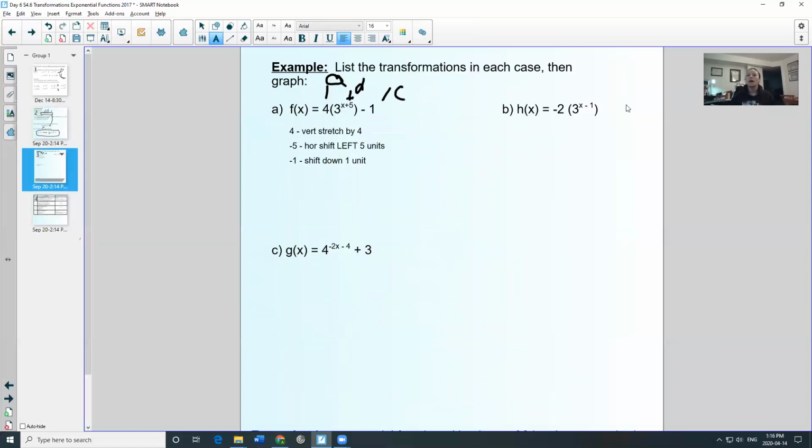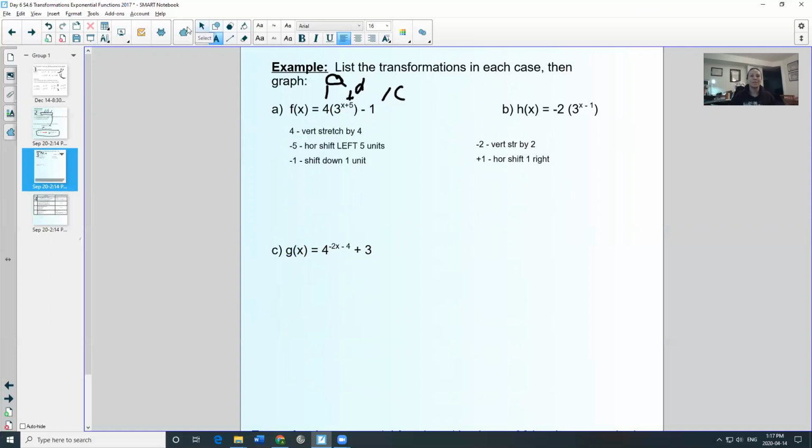Okay. This one over here, again, this -2, it is outside, so that -2 would be a vertical stretch by 2. The 3 is the base, I'm not going to touch it, and the -1, because it's inside that brackets, X -1, really this is a +1, so this will be a horizontal shift or translation 1 unit right. Okay, and then this one here, we've got again a few things going on. There's the 4 with the exponents, there's no number in front, so there is no A value.